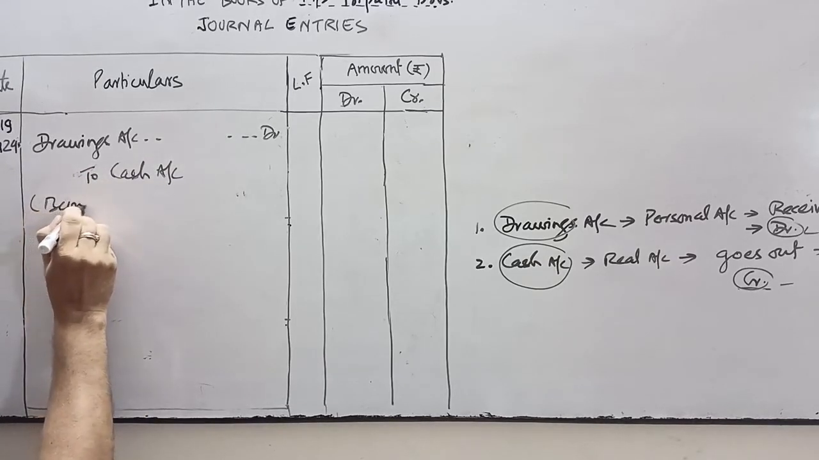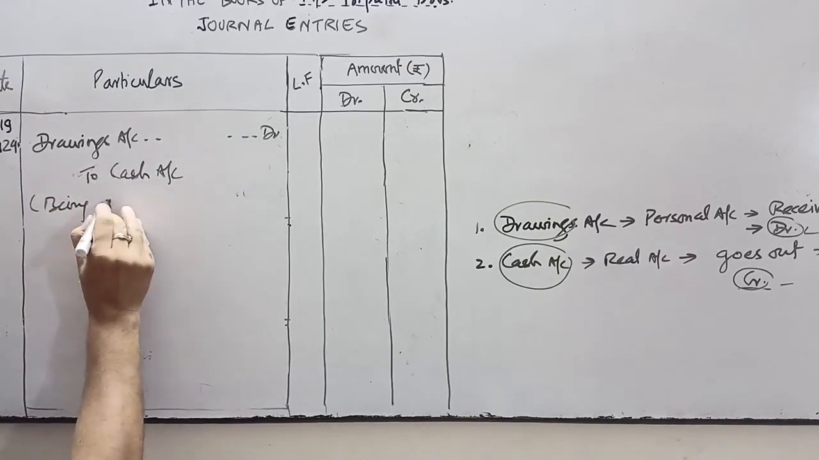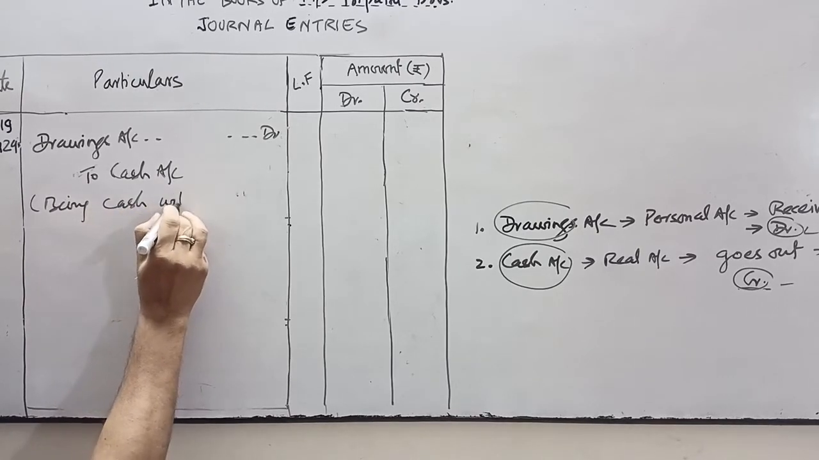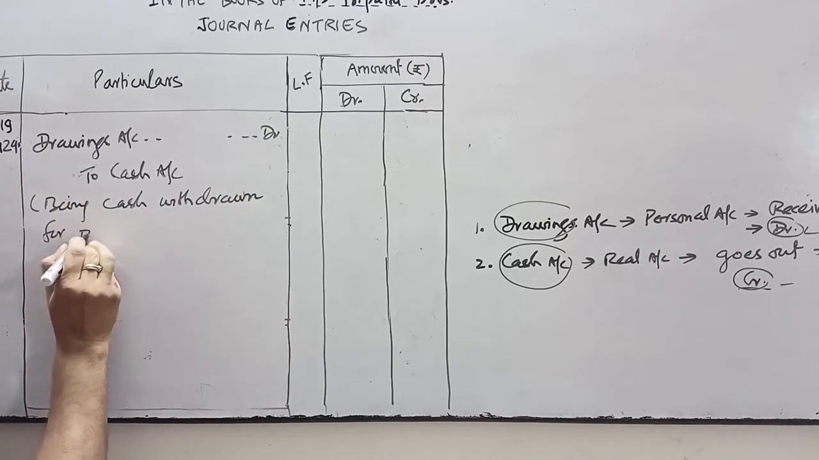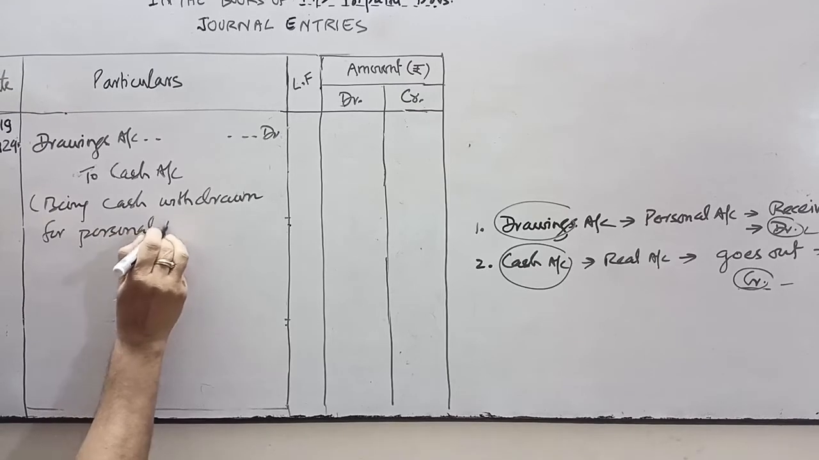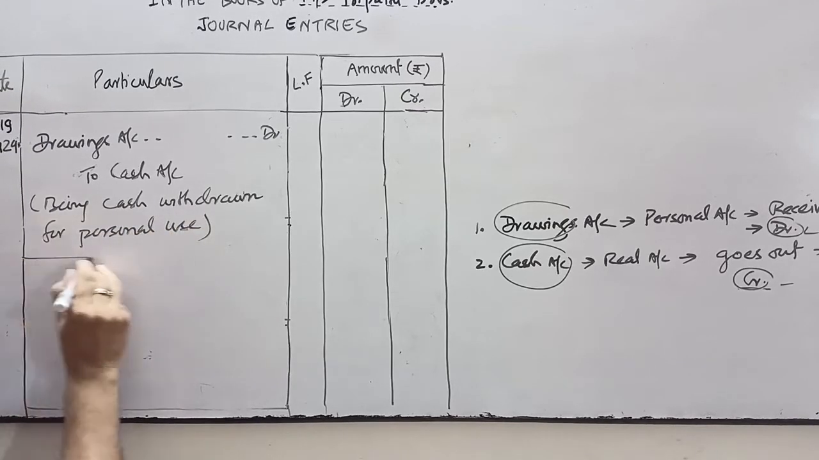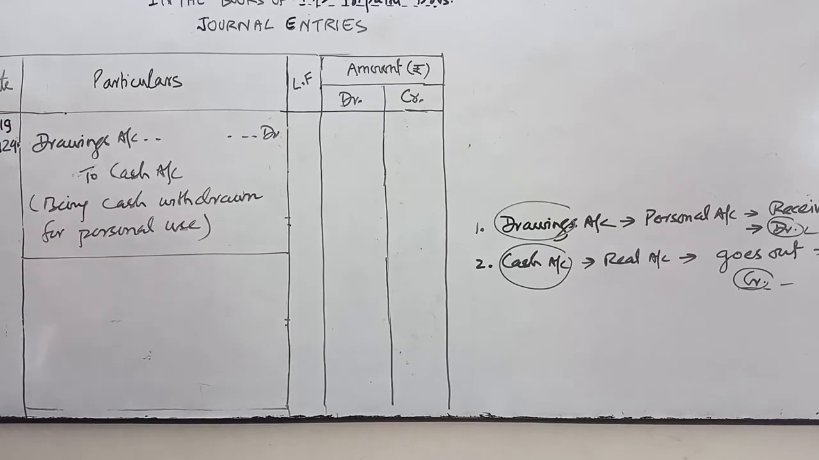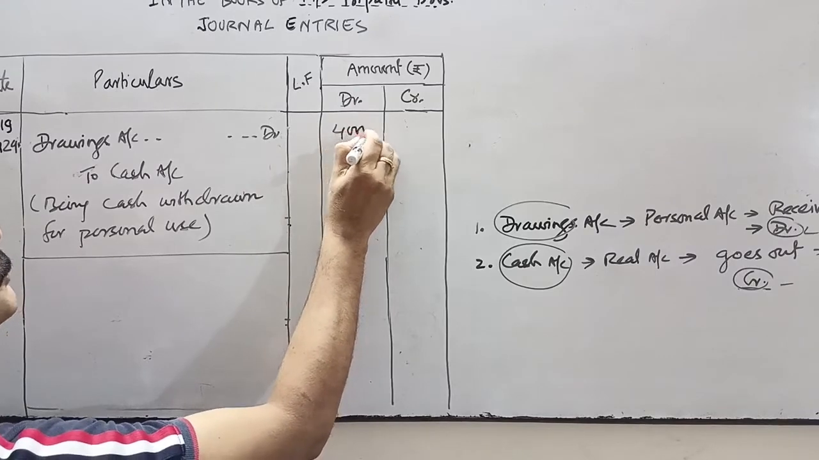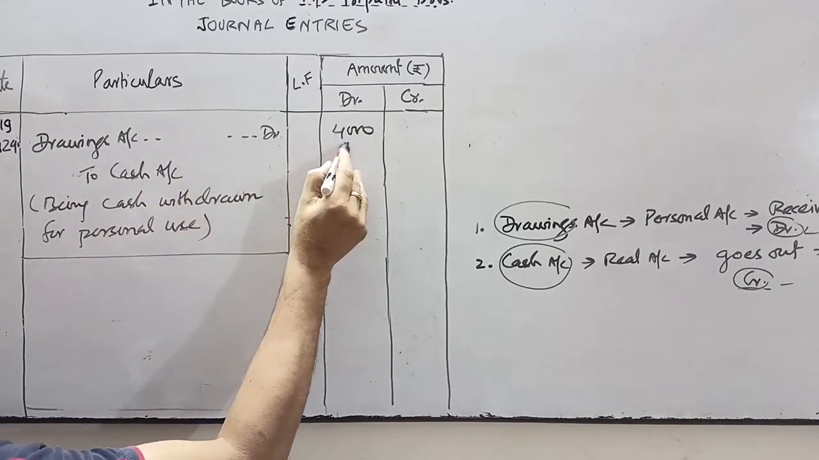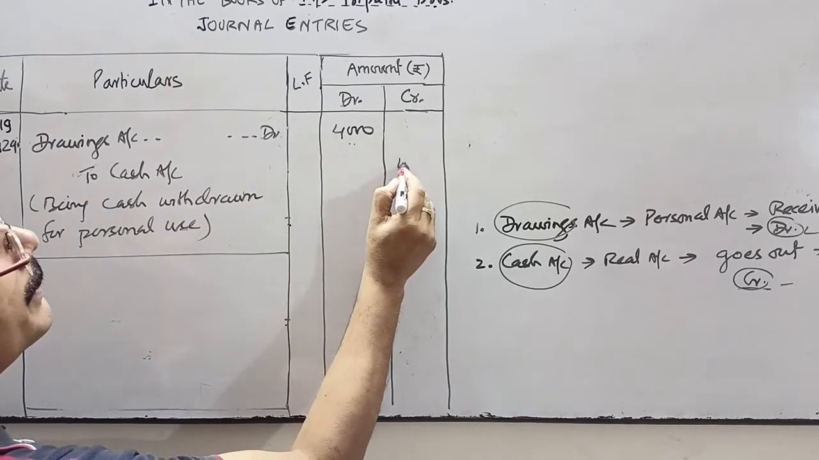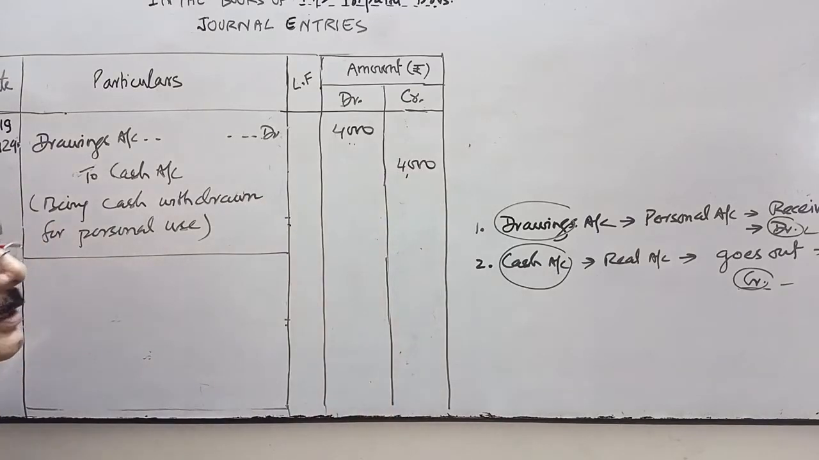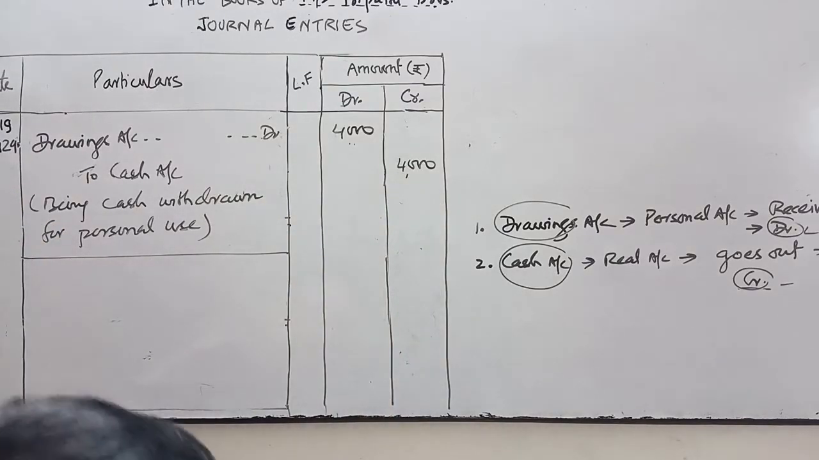Narration will be being cash withdrawn for personal use, and this will be blocked. How much amount is withdrawn for personal use? It is 4,000. So 4,000 in front of the drawings in the debit side I will write, because drawings is on debit. Cash is on credit. So in the credit column I will write 4,000. Cash is on credit. Is it clear?